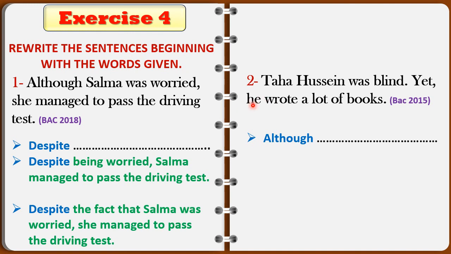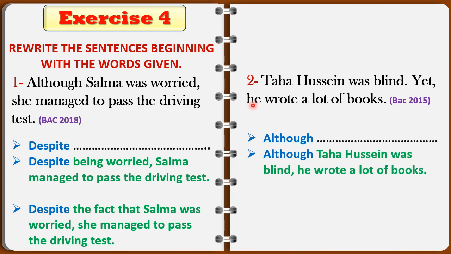Number 2, Taha Hussein was blind, yet he wrote a lot of books. Here we don't have a problem because we have although is followed by subject plus verb. Although Taha Hussein was blind, he wrote a lot of books.